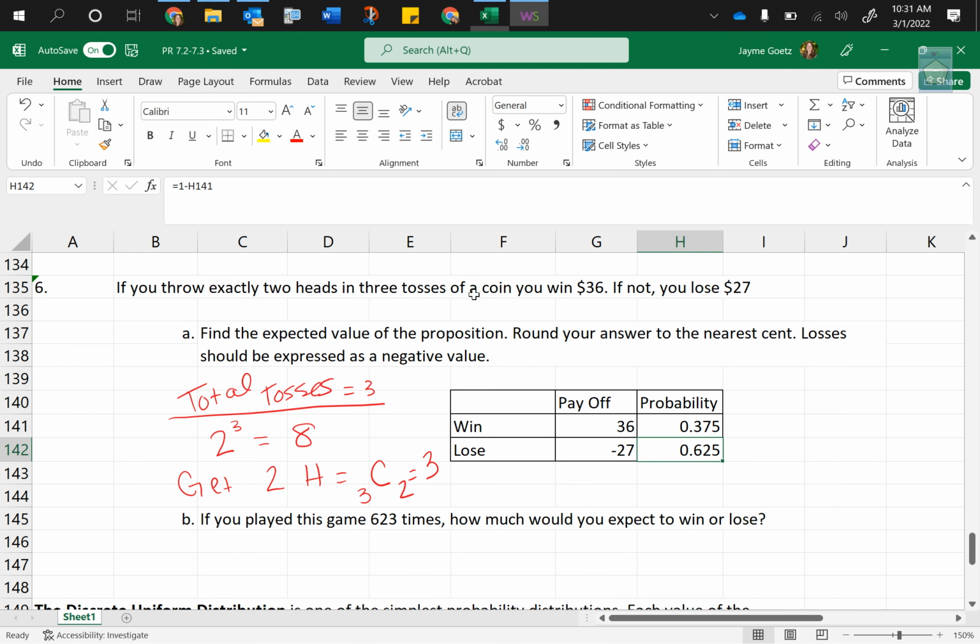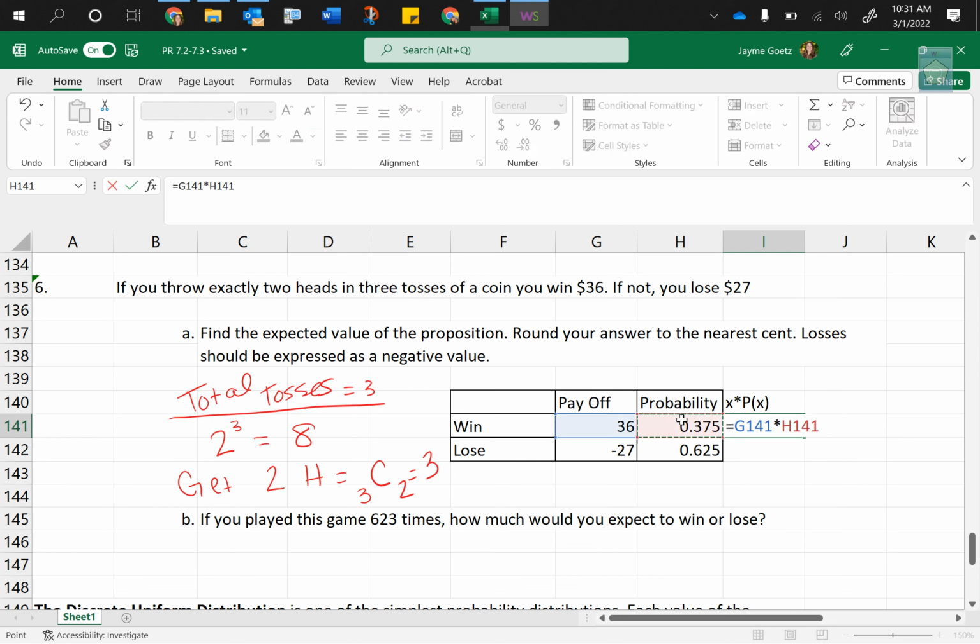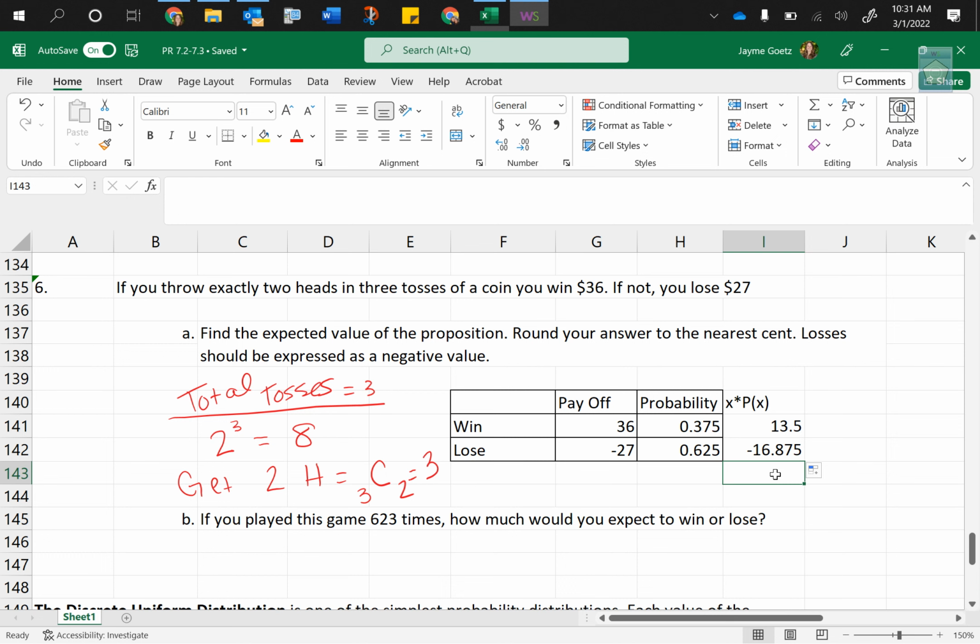Now the question didn't just want you to make this table. The question said find the expected value of the proposition. Find what is expected to happen if you play this over and over and over and over. So the next column we're going to have to make is x times probability of x. Like that's the expected value. Take each one of your random variables and multiply it by the probability. So boom times boom. But what do I do with those? Sum them up. Very good.